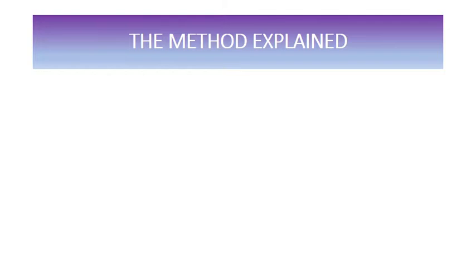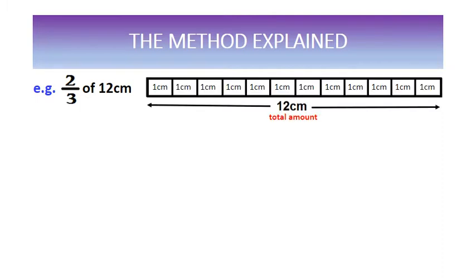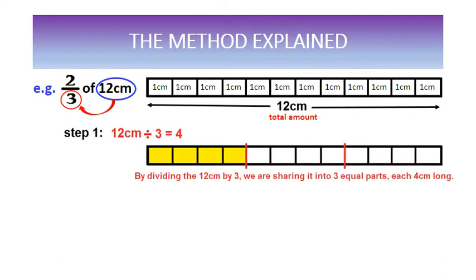Before I move on to some slightly more complicated calculations, I want to try and demonstrate what we've done so far in a more visual way. So if we take this example, find 2/3 of 12 centimetres. We picture our 12 centimetres like this. Step 1 is to divide that by the denominator of 3. And the answer we get is 4, so that would be 4 centimetres here.